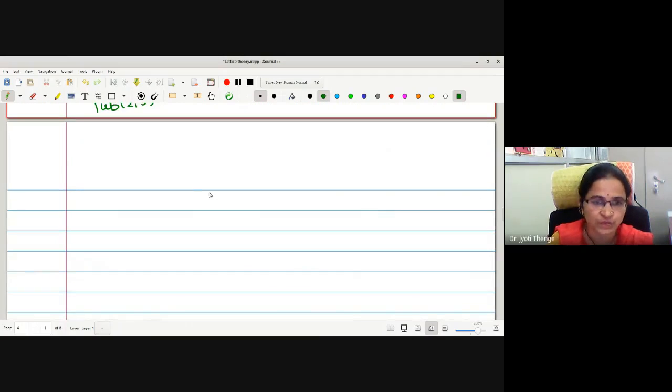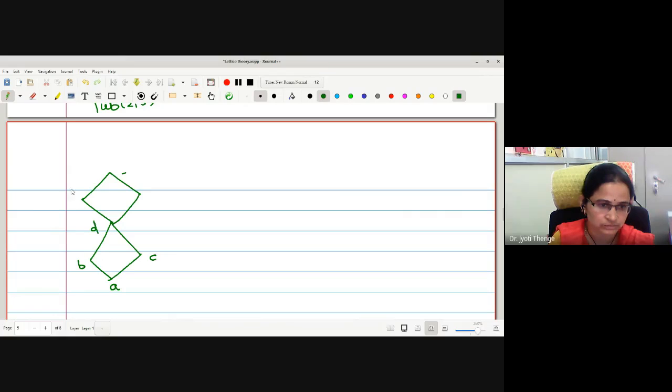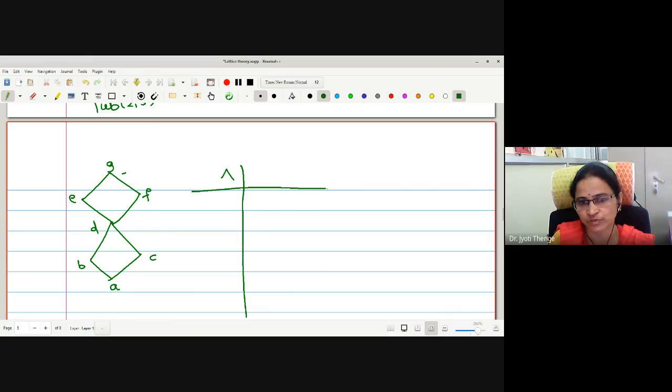Now we will just think whether meet exists. I rewrite that diagram. Okay, now we will write for meet. Meet means lower bound, now greatest lower bound we have to think. Greatest lower bound. A, B, C, D, E, F, and G.